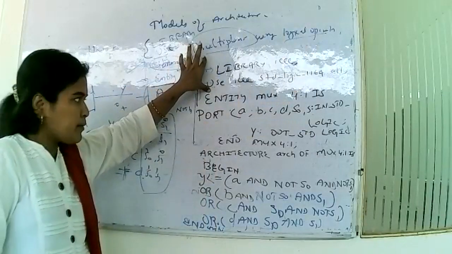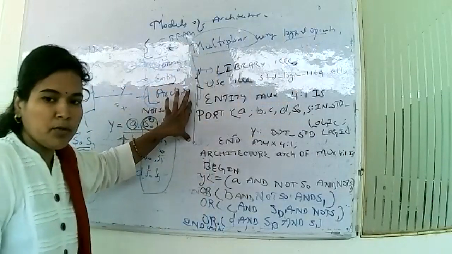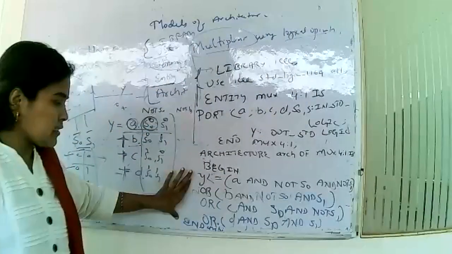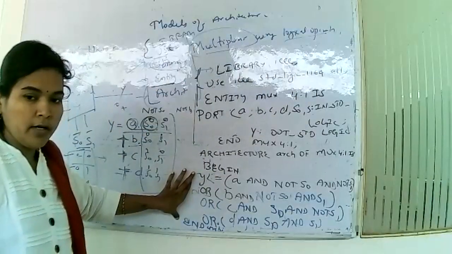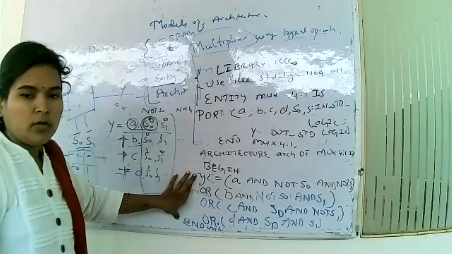In the library, we will select the library which one is needed. In the entity, we explain what the inputs and the outputs are. In the architecture, we will tell about what the design is and how the design is.